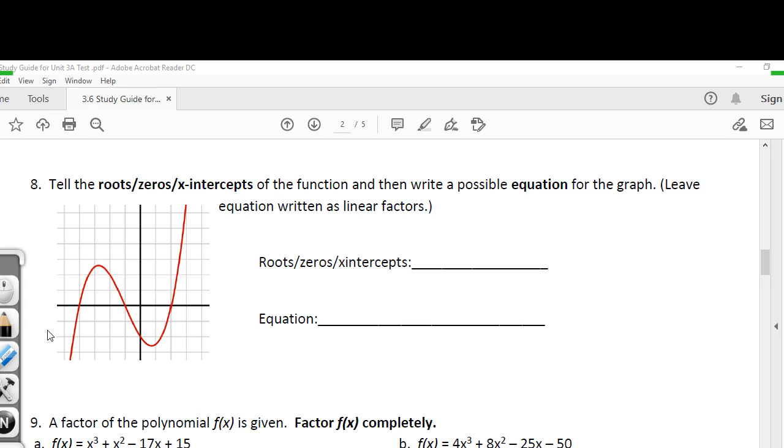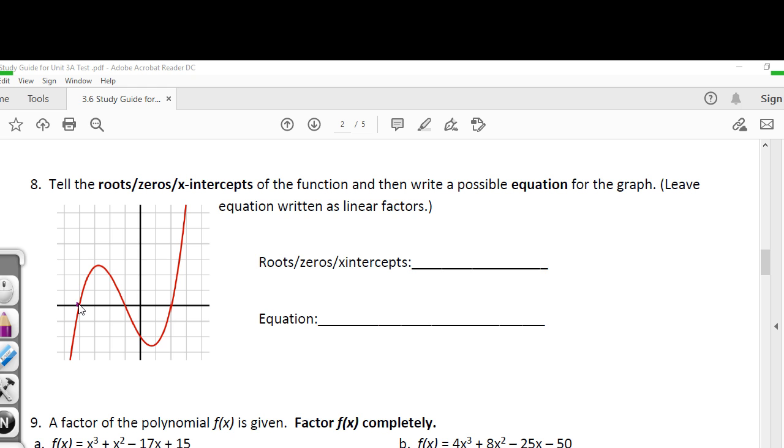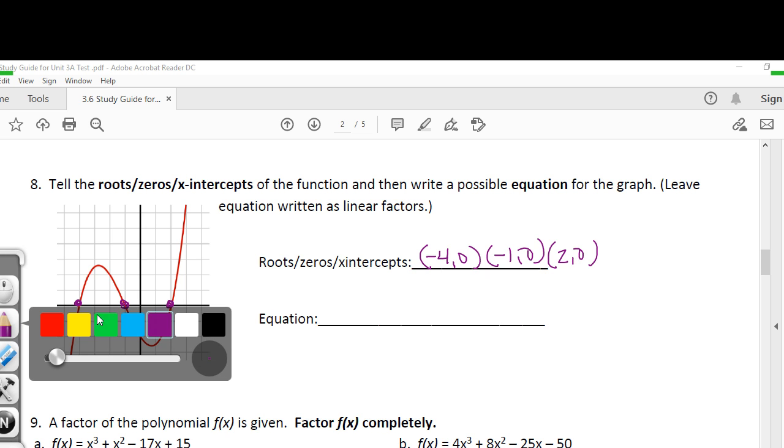Number 8, tell the roots, zeros, x-intercepts of the function, and then we want to write a possible equation for the graph. Okay. All right, so my roots, x-intercepts, all the same words, crossing the x-axis. So my first one is at 1, 2, 3, 4, so -4, 0, -1, 0, and 2, 0.